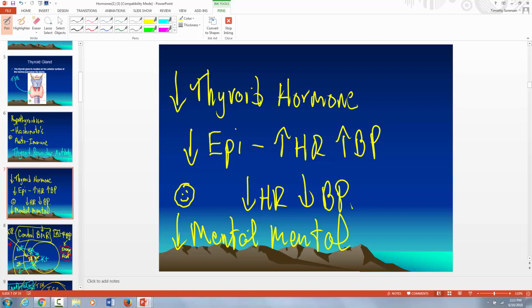Right? So with decreased mental activity, these people are always going to be tired. I'm so tired. They want to sleep all the time. Even when they do sleep, they never feel like they got enough rest. Mentally, they are sluggish, right? They just aren't on top of things. They gain weight, their heart rate and blood pressure are going to be low.